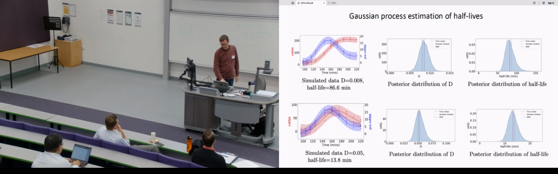This is synthetic data, so we know the answer, and we can see that we get good estimates of the degradation parameter that we're interested in here. At the bottom, the degradation rate is quite high, and the two functions have similar peaks. In the top one, the degradation is low and the half-life is long, and you can see that the red one is integrating the blue one in that case.